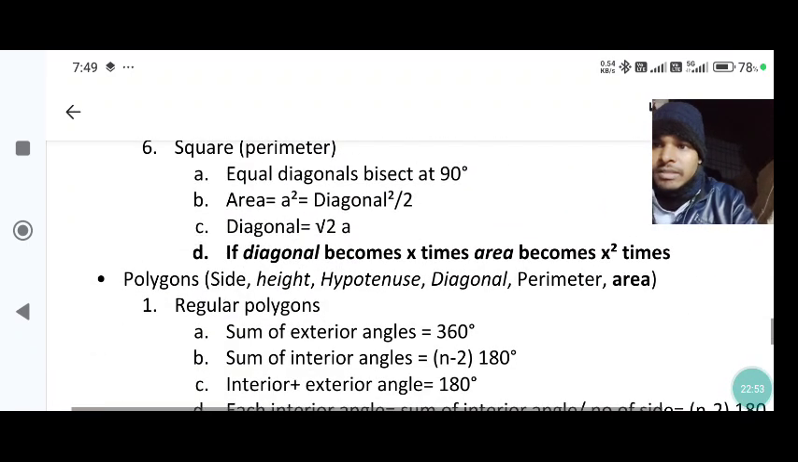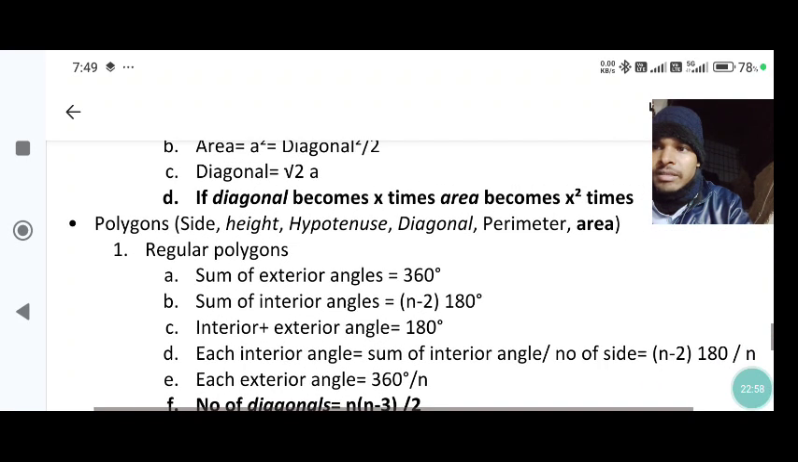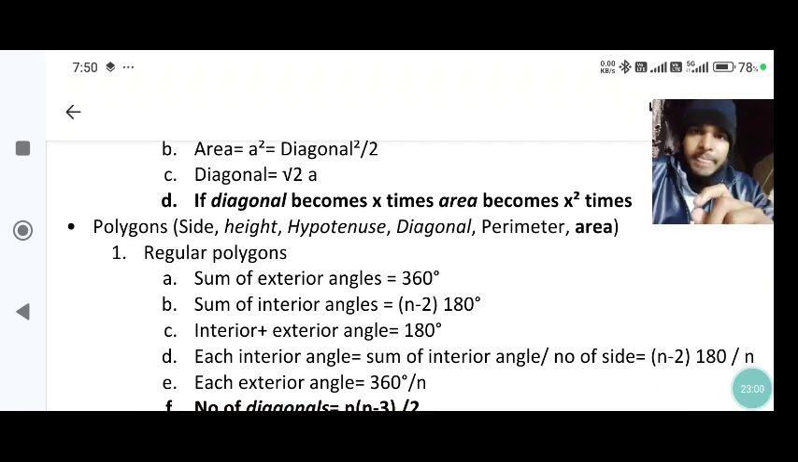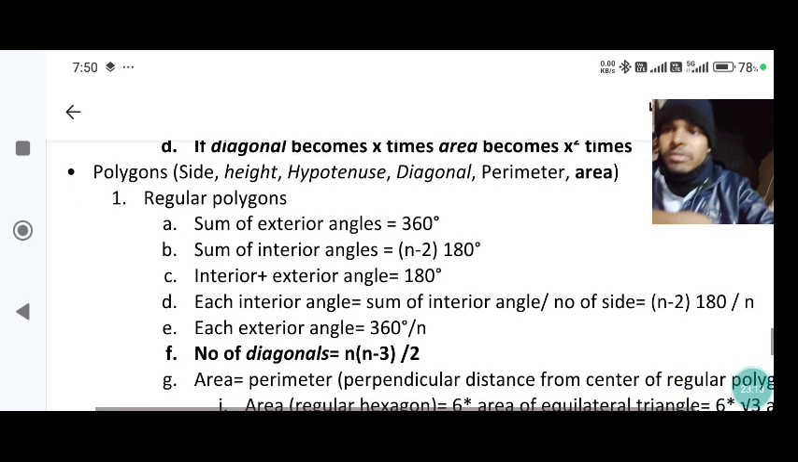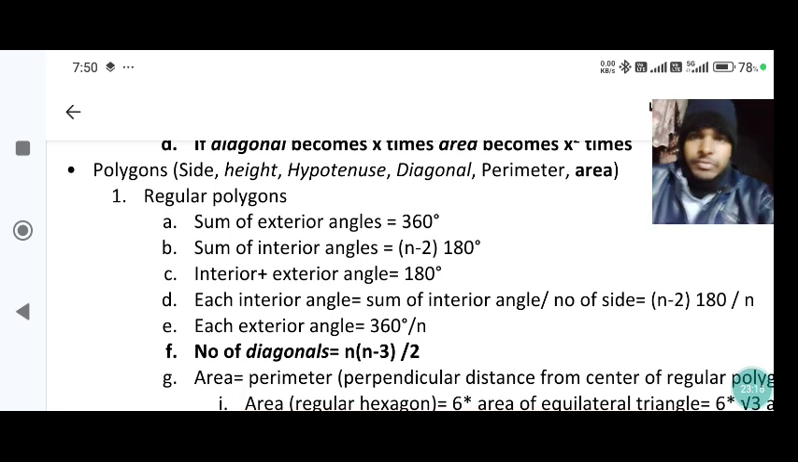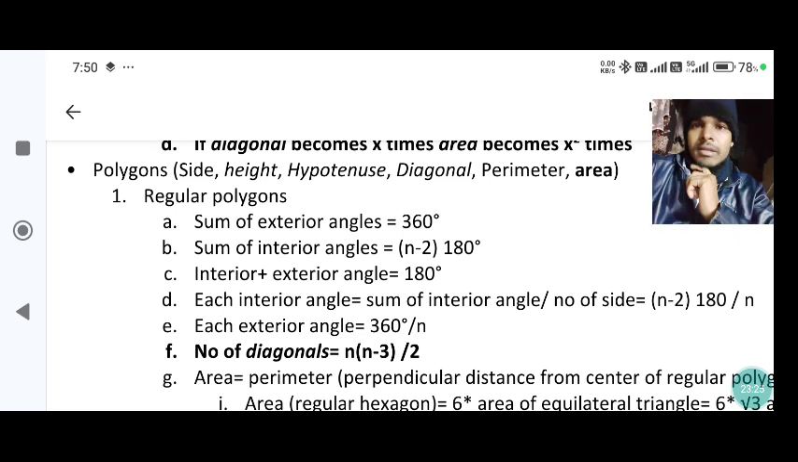So coming back again, now to the polygon section. In this section we have to study about side, height, hypotenuse in polygons, diagonals in polygons, the perimeter of polygons and the area of polygons. Polygons are those figures which have 4 or more than 4 sides. Regular polygons are those polygons in which all of the sides are equal.